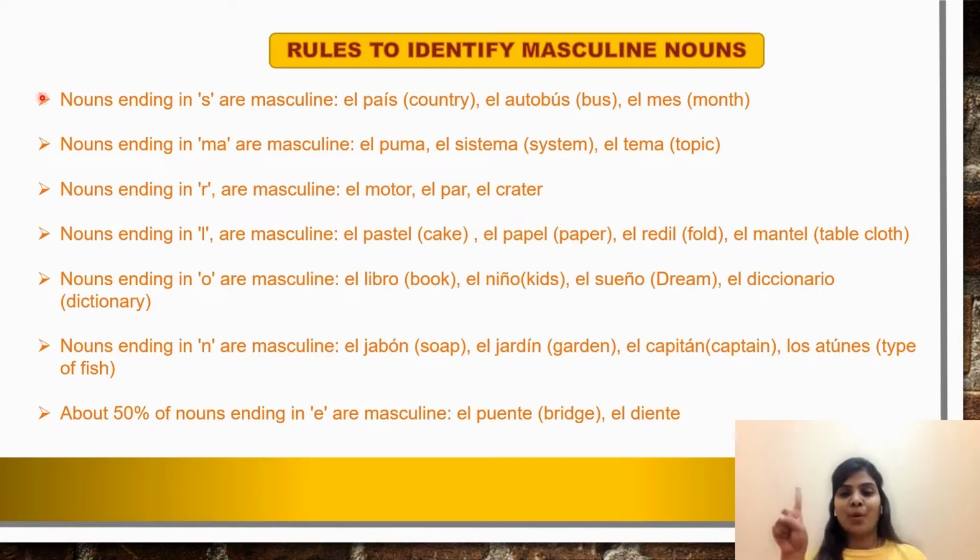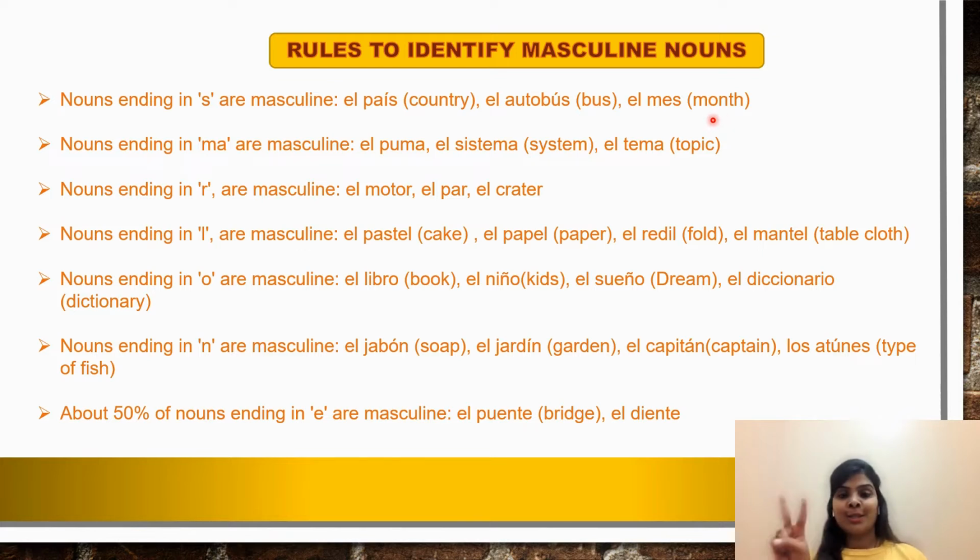Rule number 1. Nouns that end with an S are masculine in nature. Example: el país, the country; el autobús, the bus; el mes, the month.